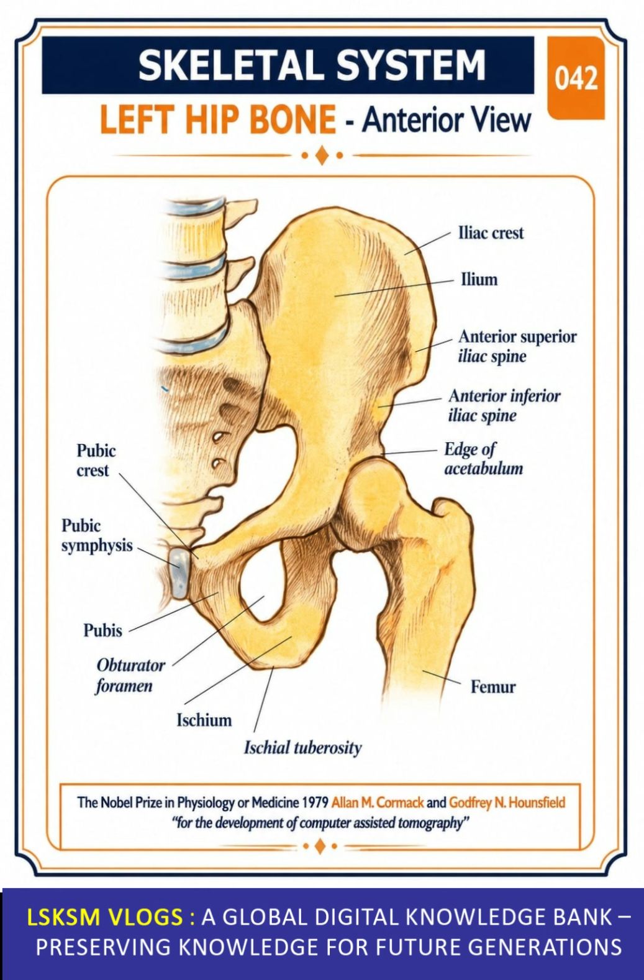Left hip bone, anterior view. The anterior view of the hip bone shows the ilium, ischium, and pubis. It supports body weight and forms part of the hip joint.